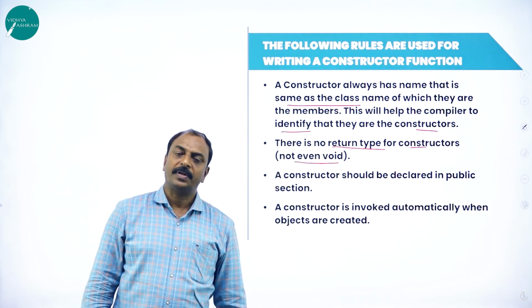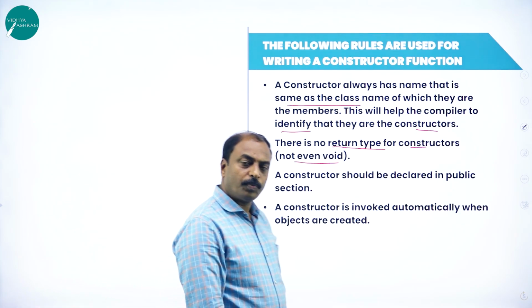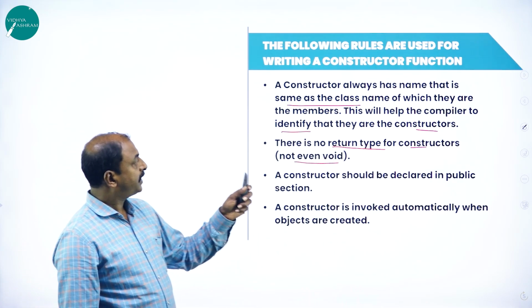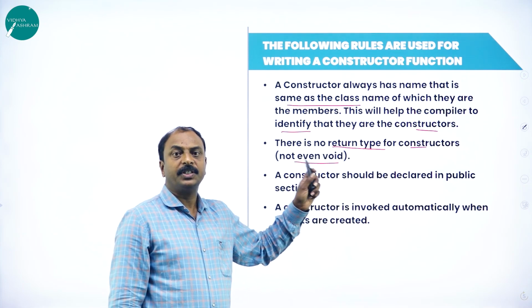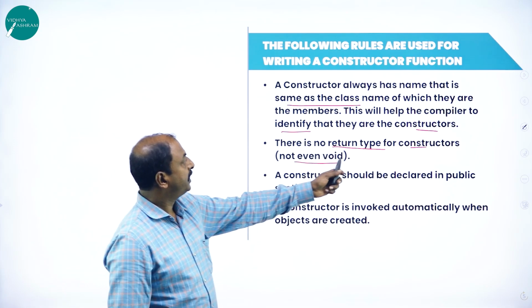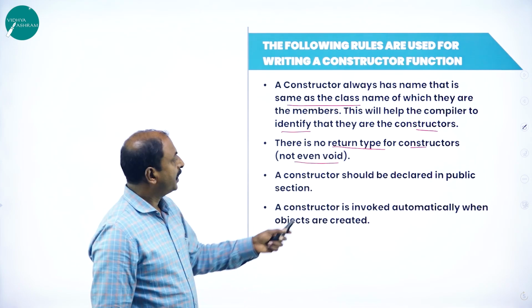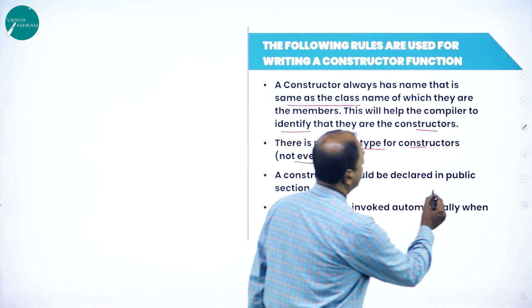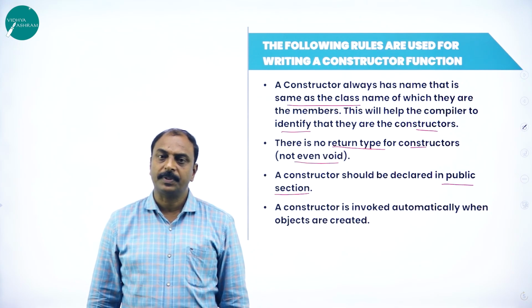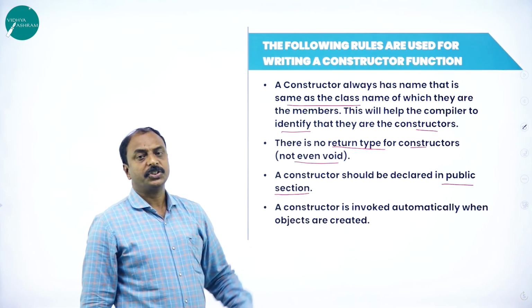Generally, we have learned in our previous chapter about functions. A function is a group of statements, and each and every function returns a value, but constructors do not return any values. So there is a difference between constructors and methods or functions. Constructors do not return any value, so we are not supposed to use even void as a data type. Constructors should be declared in the public section. We have learned the access specifiers in our previous chapter, so under the public access specifier, we have to declare the constructor.